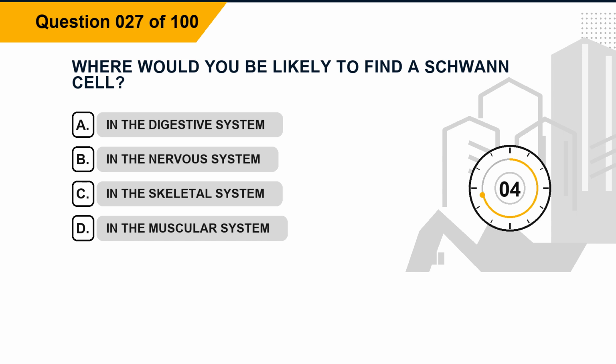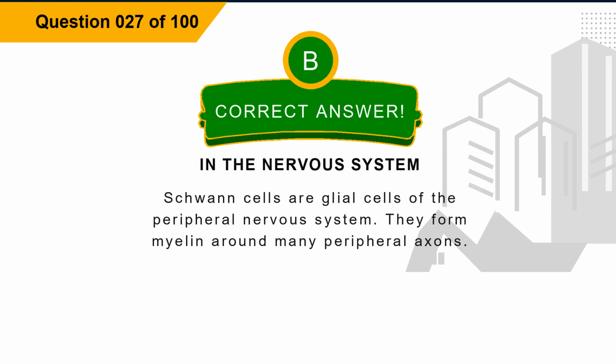Option C, in the skeletal system. Option D, in the muscular system. The correct answer is option B, in the nervous system. Explanation. Schwann cells are glial cells of the peripheral nervous system. They form myelin around many peripheral axons.